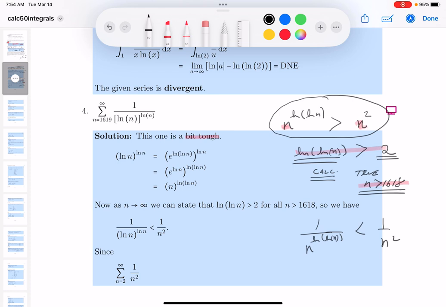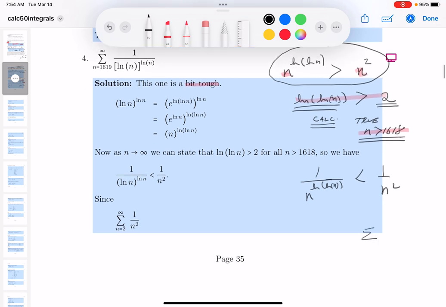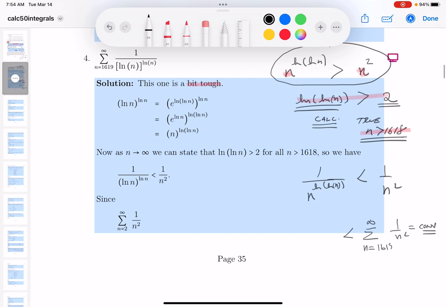Well, someone says, gee, that's nice because I know something now. And what do I know? Well, I know the terms, and they're positive term series, by the way. I know, like, for example, I'm looking at this sum over here, and let me just start this, n equals 1619 off to infinity of 1 over n squared. This is definitely convergent. It's convergent p-series. It's convergent. Now, what do I know about this? The sum of this thing has got to be less than the sum of this thing. I'm sorry, greater than the sum of this thing over here. n equals 1619 off to infinity, and that's going to be 1 over n ln n.